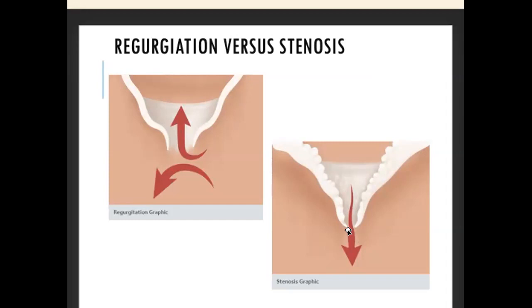Stenosis can occur as a result of rheumatic fever, a childhood illness that's now really rare in the United States. It can also be from a complication of untreated strep throat or scarlet fever. You'll learn about more valves when you get to MedSearch 2.